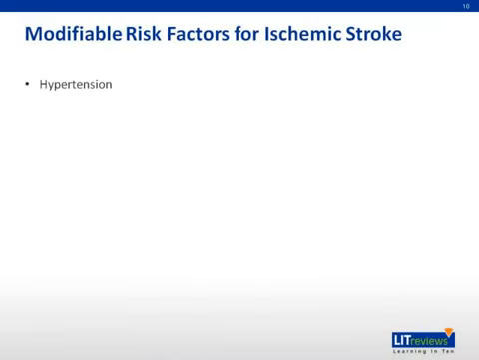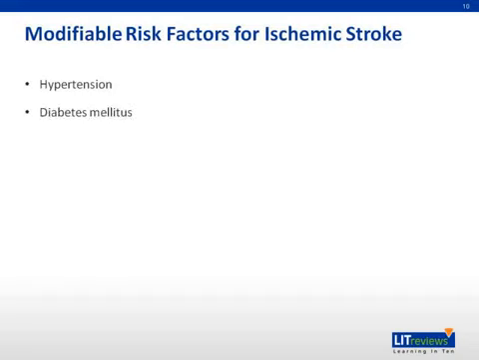There are a number of modifiable risk factors for ischemic stroke, wherein hypertension is the most common and the most important one. Blood pressure of around 140 to 160 systolic and 90 to 94 diastolic increases the risk of stroke by 1.5 times, while blood pressure of more than 160 systolic and 95 diastolic increases the risk by 3 to 4 times. Another common risk factor is diabetes mellitus.